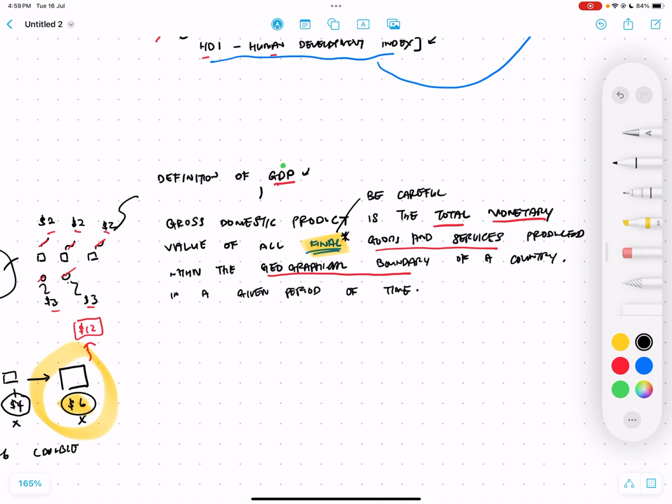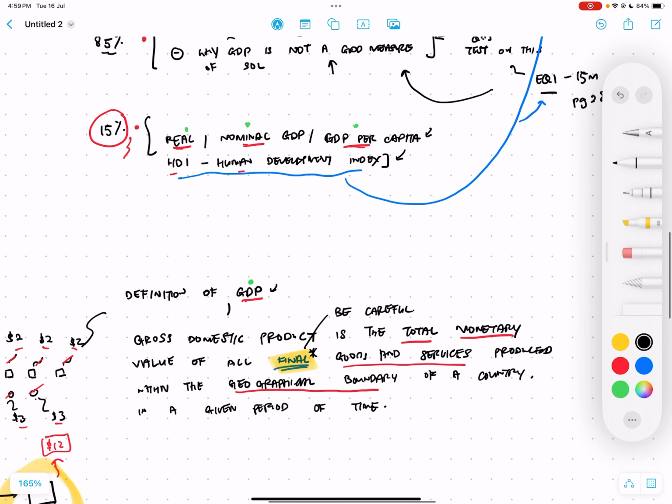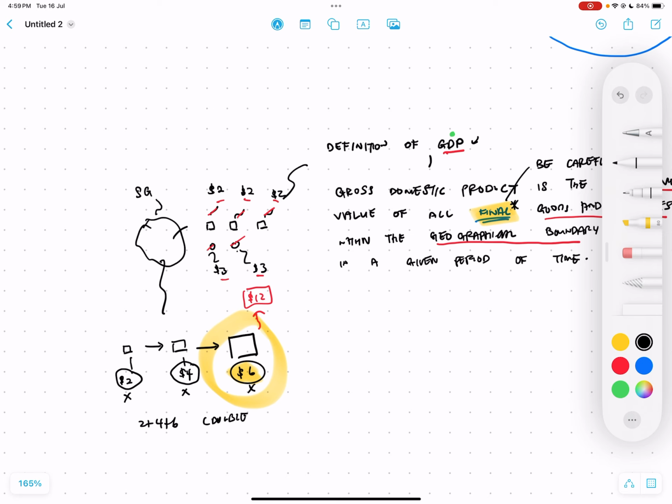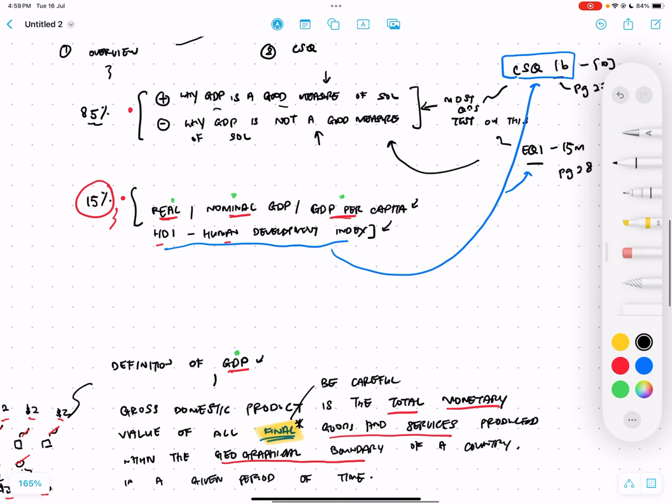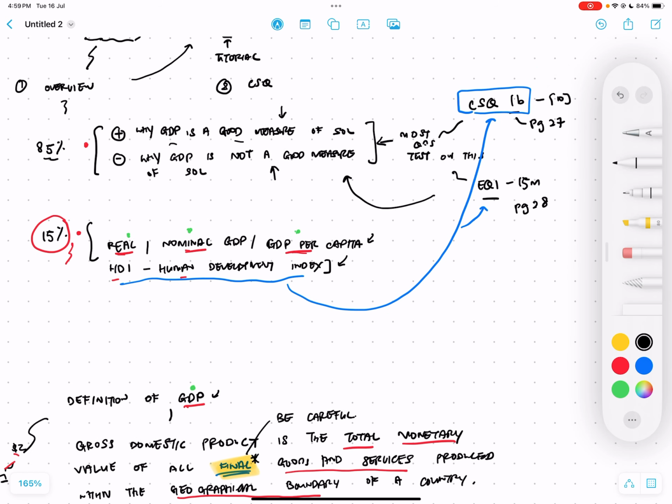Okay, so that's the definition, and this is what GDP is. You're measuring the total output of all factors of production within this geographical boundary that is the country. So that's the first one. Definition of GDP, I'm done. So let's check this off.